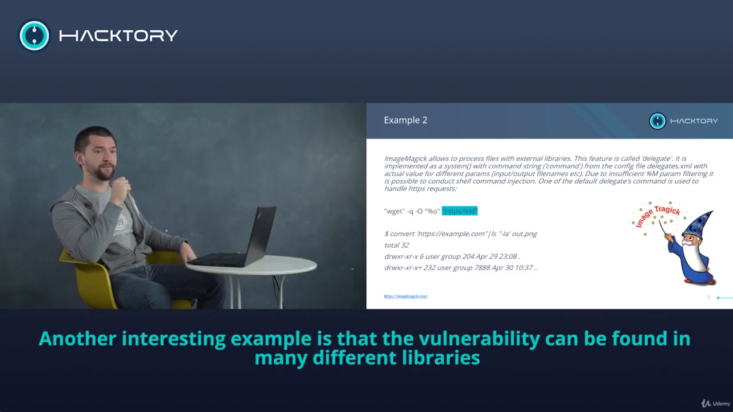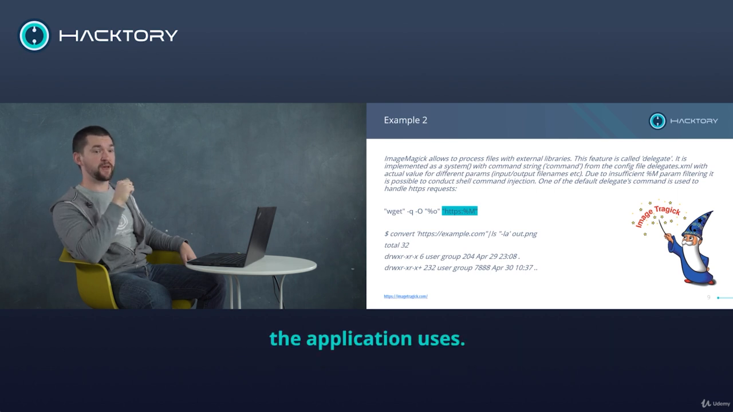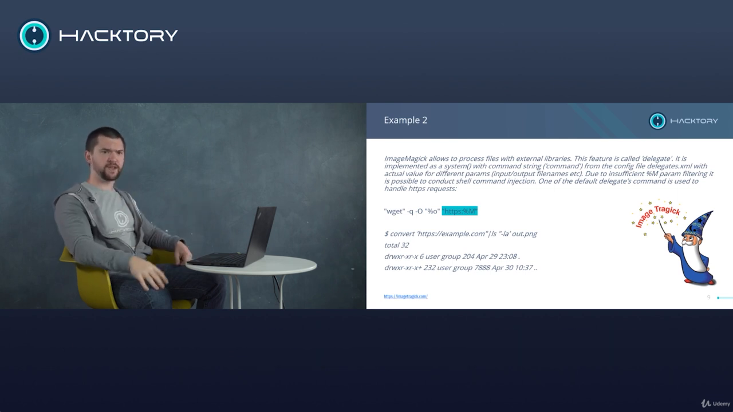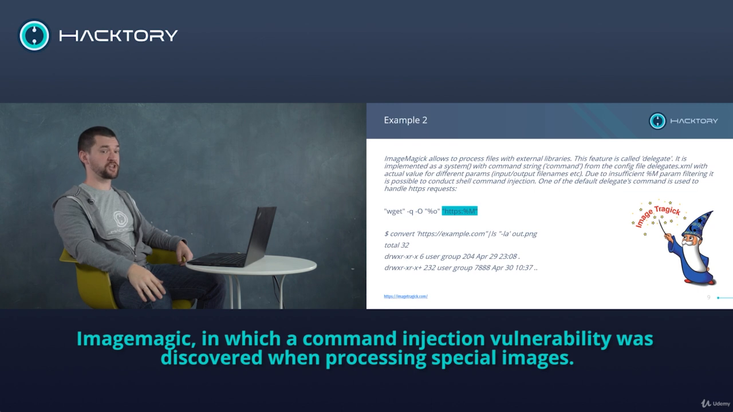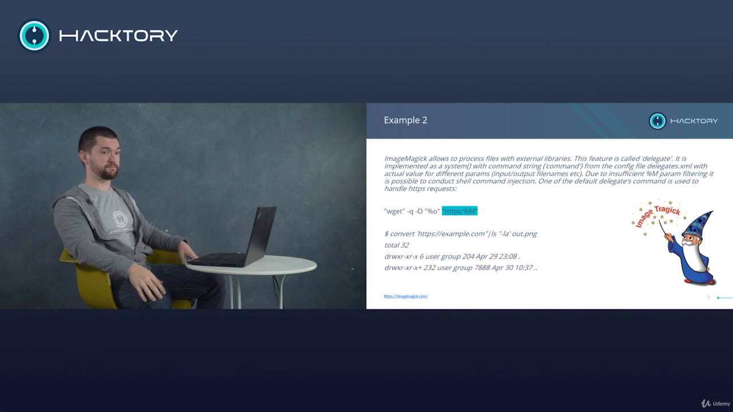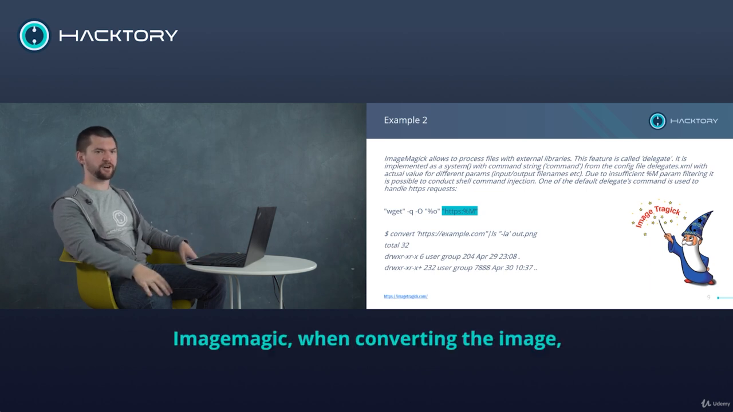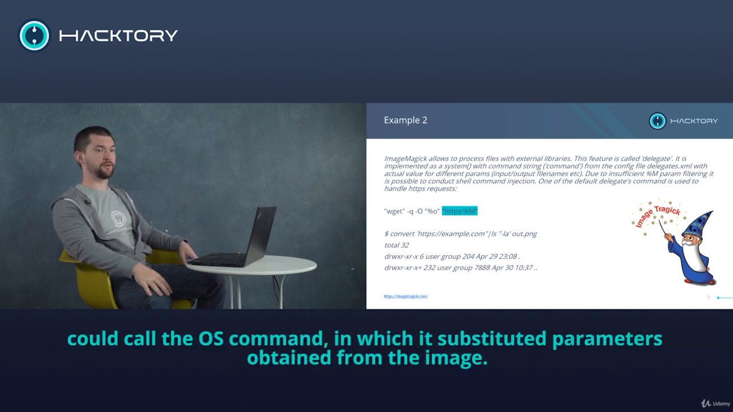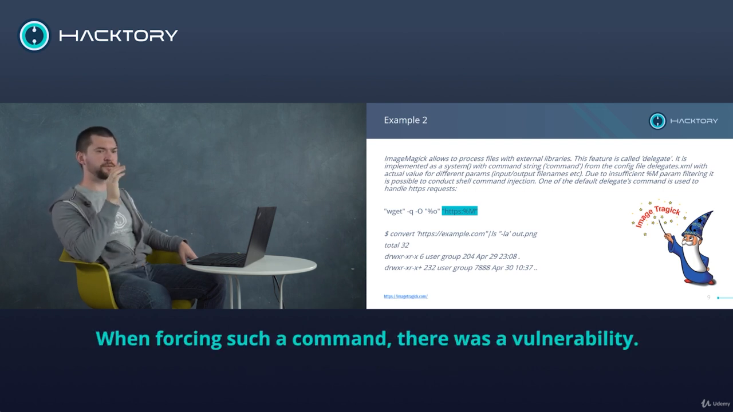Another interesting example is that the vulnerability can be found in many different libraries the application uses. For example, ImageMagick, in which a command injection vulnerability was discovered when processing special images. What was going on? ImageMagick, when converting an image, could call an OS command, in which it substituted parameters obtained from the image. When forming such a command, there was a vulnerability.